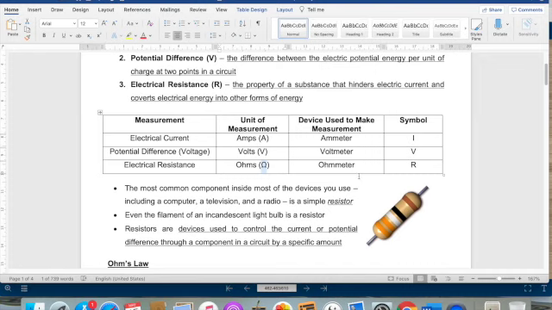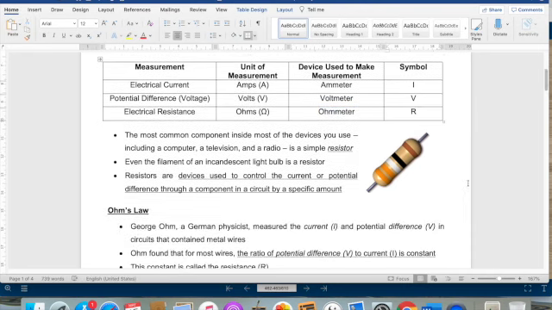So, anyways, interesting. We measure electrical resistance with an ohm meter, and then the symbol for resistance is just an R, okay? This is an example. This is like a picture of what a resistor looks like in actual circuits.